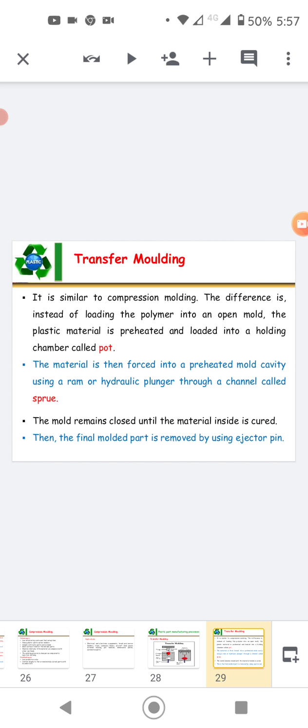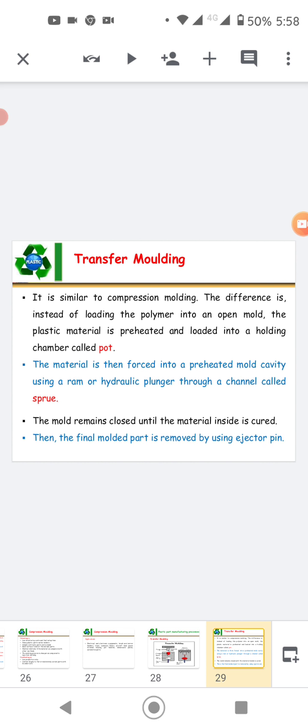The polymer into an open mold. The plastic material is preheated and loaded into a holding chamber called the pot. The material is then forced into a preheated mold cavity using a ram or hydraulic plunger through a channel called the sprue.